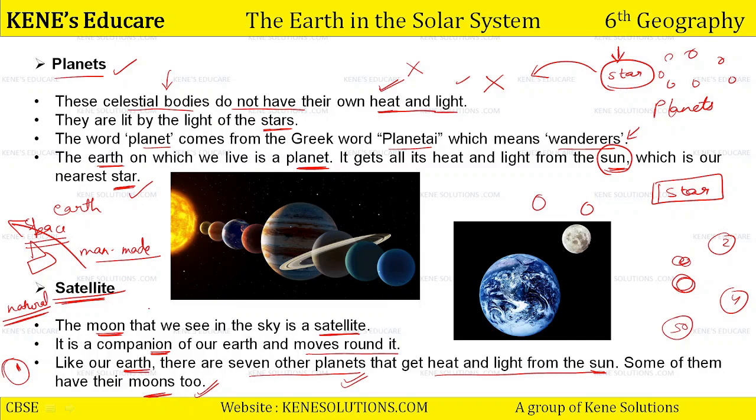Aapko lagega ki kya zarurat kya hai? What is the use of this satellite? They are very important. The natural satellite is very important for us because with the help of the moon, our weather, our migration cycle of animals, our cold and summer season, they all get affected. Agar moon nahi hota, to bahut problem ho jati. If moon wouldn't have been there, life would be drastic on earth.